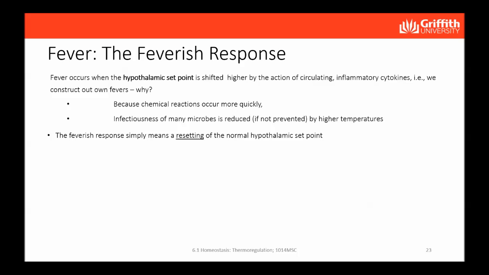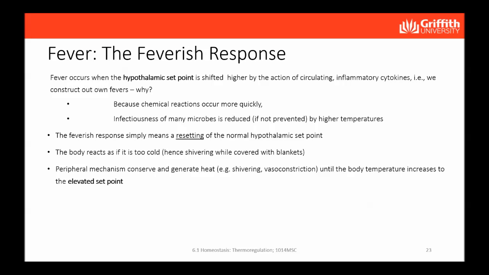The feverish response simply means resetting the hypothalamic thermostat to a higher than normal temperature, so that the heat-promoting mechanisms can kick in. As a result, the body reacts as if it is too cold. Hence, shivering begins to promote heat production. Peripheral mechanisms to conserve and generate heat, such as shivering and vasoconstriction, also occur until the body temperature meets the elevated set point.